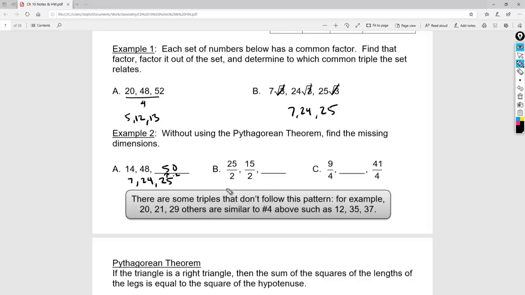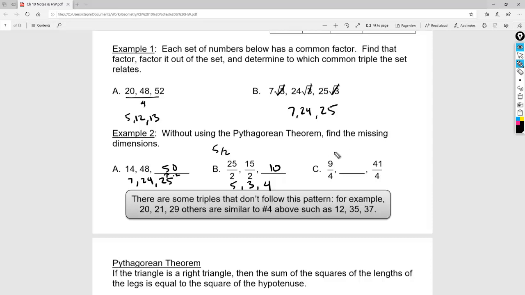Alright, next one. It looks like I have a factor of 5 halves. So if I divide by 5 halves and multiply by 2/5, I end up with 5. I'll end up with a 3. So I know that the missing number is 4. So 4 times 5 halves is going to be 10.